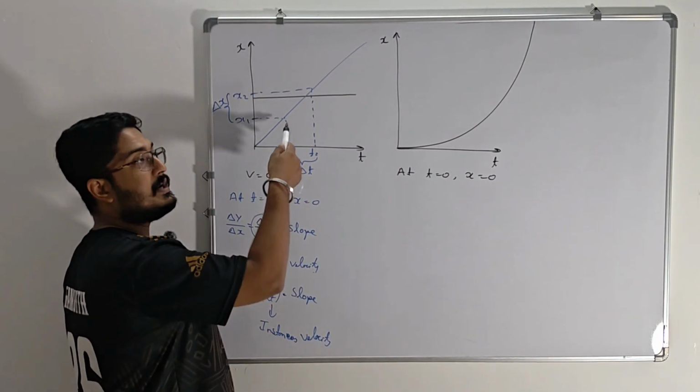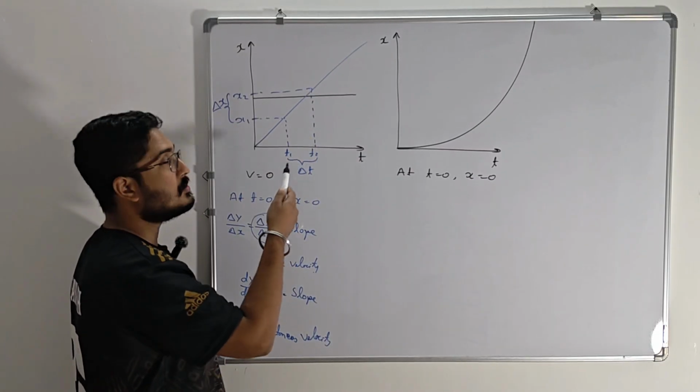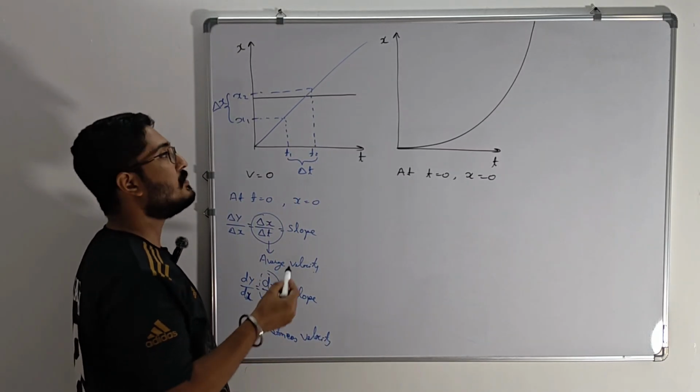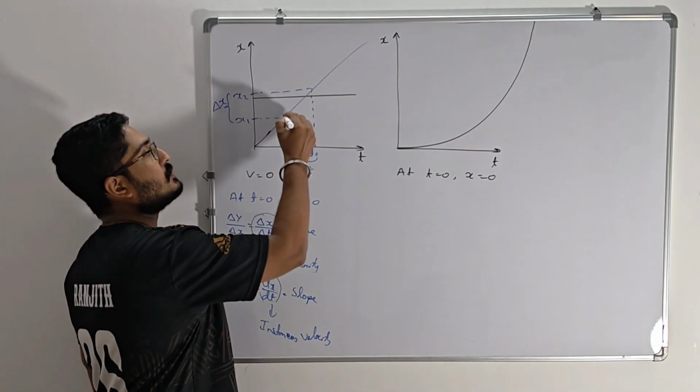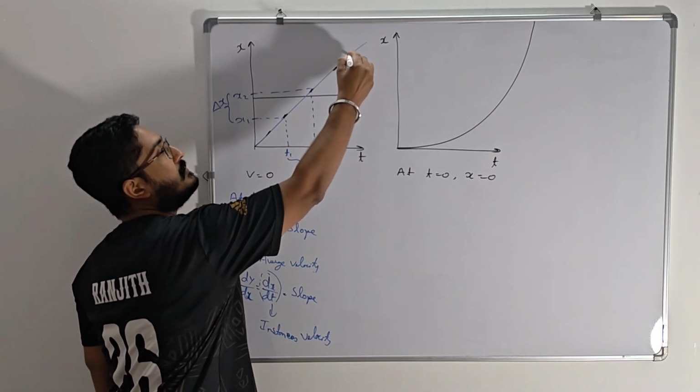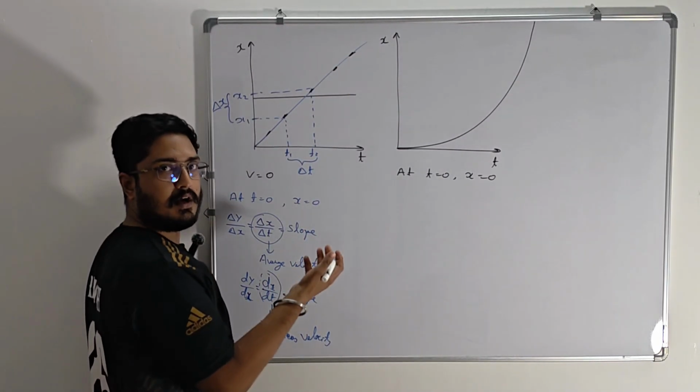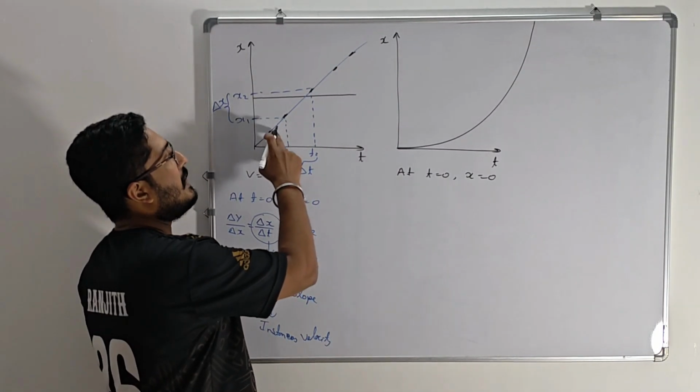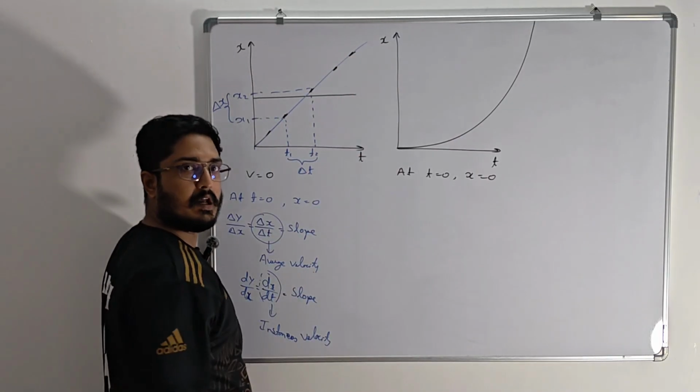Here the velocity is remaining constant throughout. Why? Because for a line the slope always remains constant. Wherever you go, the slope is the same. The tangent drawn at the curve always represents slope. So I'm drawing the tangent. They're exactly the same everywhere.